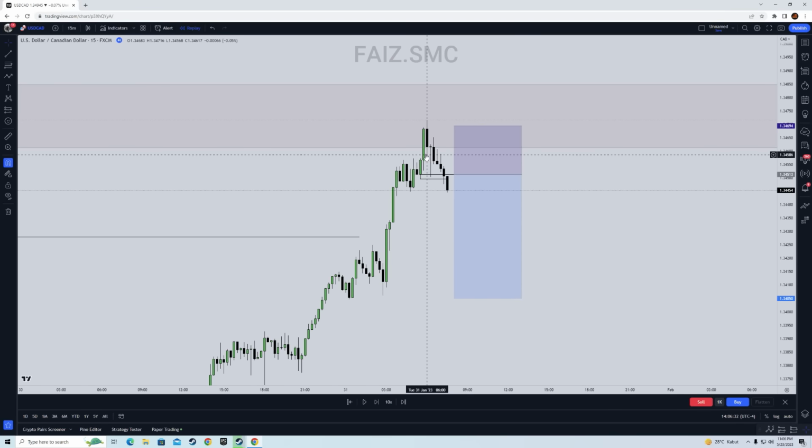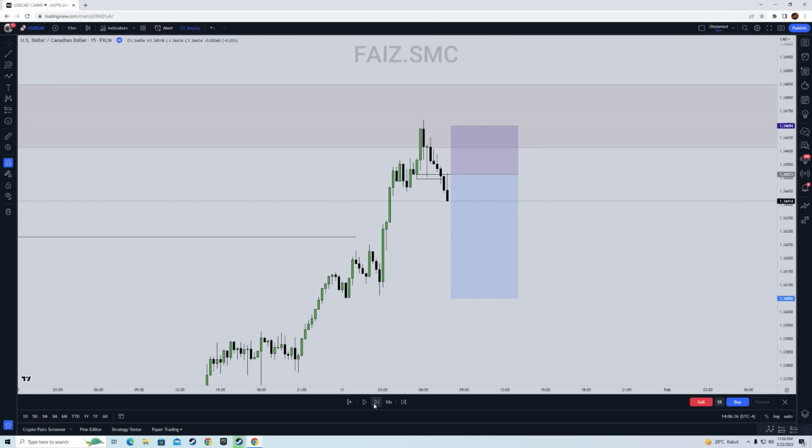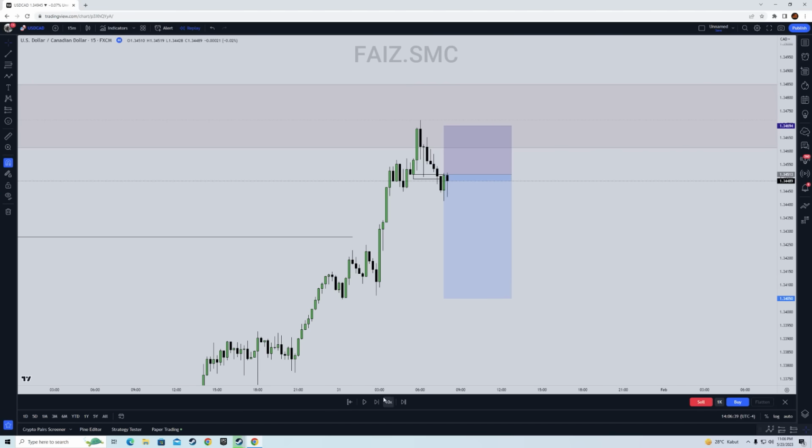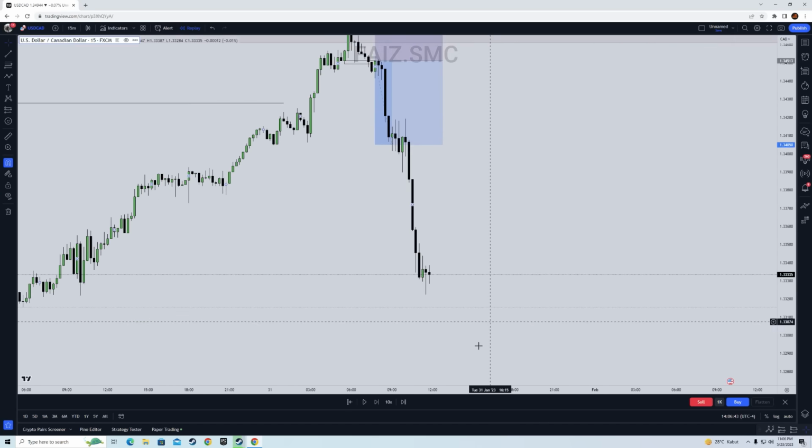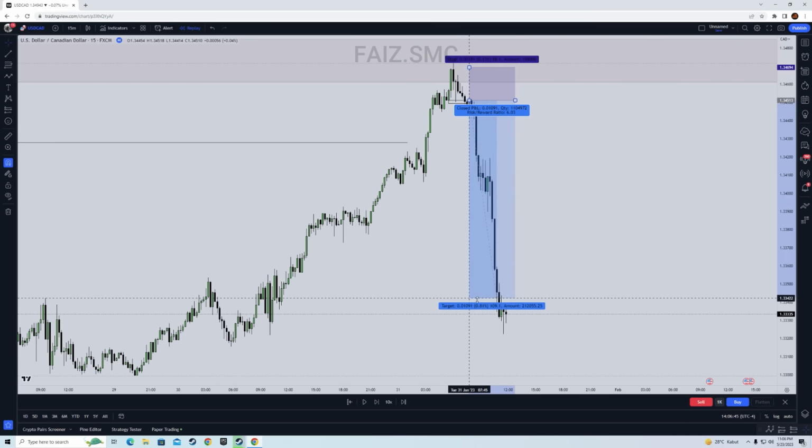And you can see the market structure shift did happen during kill zone hours, and that is a perfect sign. And as you can see, we get our entry, and if I play this through, a beautiful move to the downside, and look at that, just melting down.